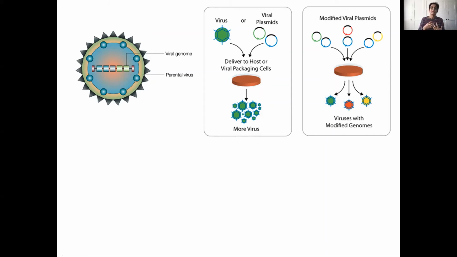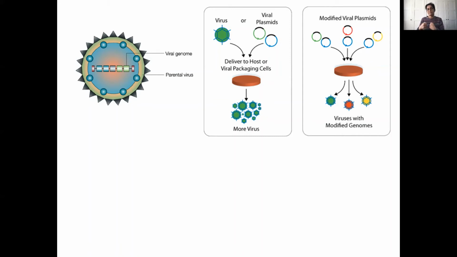So what we can do is we can split the genome of this virus, also put the genome of the gene that we want to express, use the same cell, which will make viruses, but this virus now will have the protein that we want the cell to be infected with.